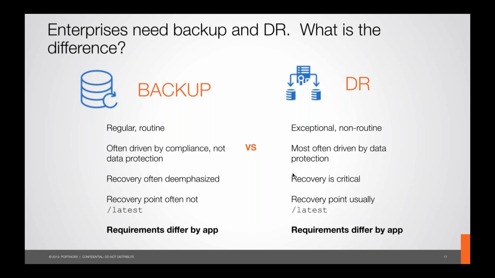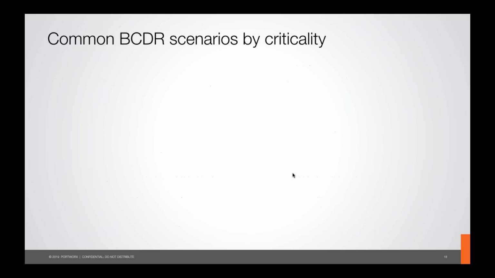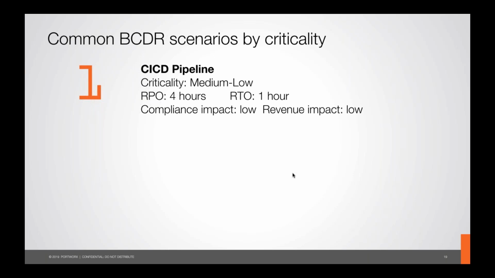Now, what they have in common is that requirements differ by application. Not every application thinks about backup the same way. Not every application thinks about DR that way. So how can we start to map this to platform requirements or application requirements? Well, we can look at 3 different applications and what their requirements are around backup and disaster recovery.